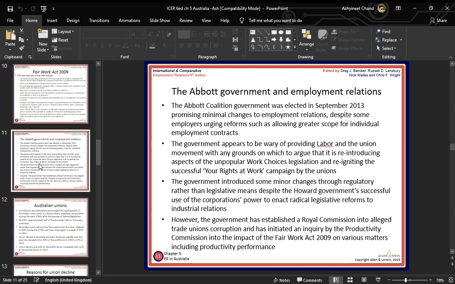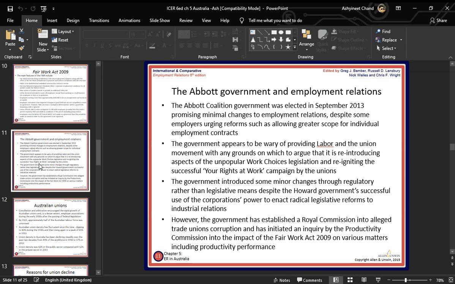So the Abbott coalition government was elected in September 2013, promising minimal changes to employment relations despite some employers urging reforms such as allowing greater scope for individual employment contracts. Remember, employers, not employees, employers always want individual contracts. They don't like unions. The management does not like the unions, and they always want to negotiate individual contracts. They don't want to liaise with the unions.